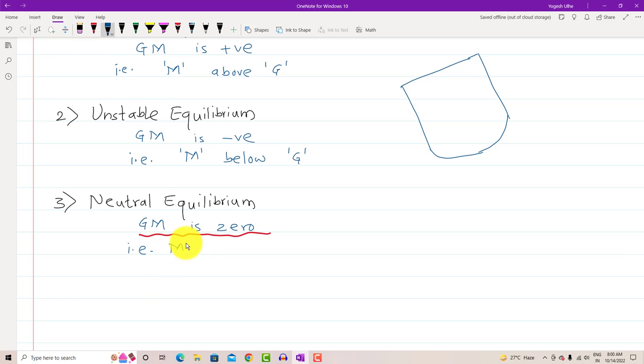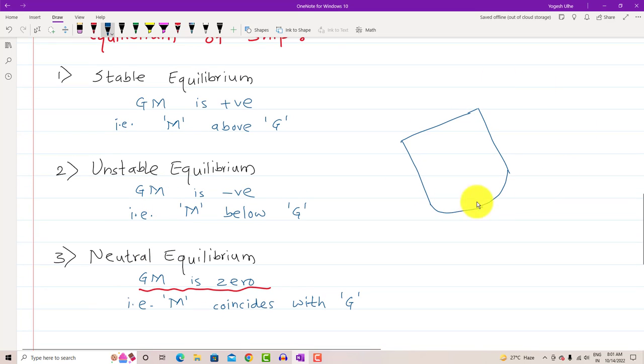GM is 0 means the metacenter M coincides with G. So in this scenario, M coincides with G, and in that case we have neutral equilibrium.